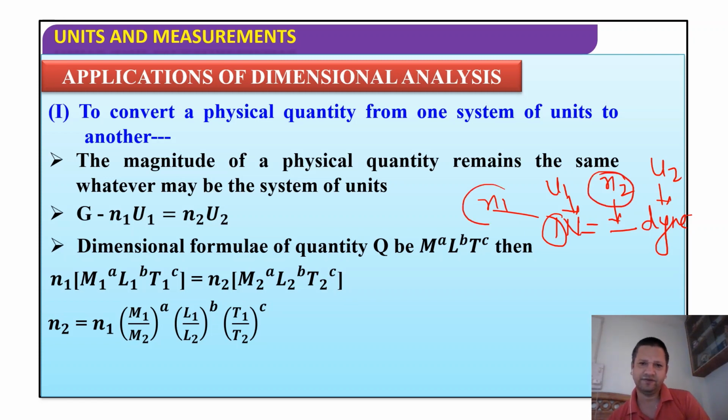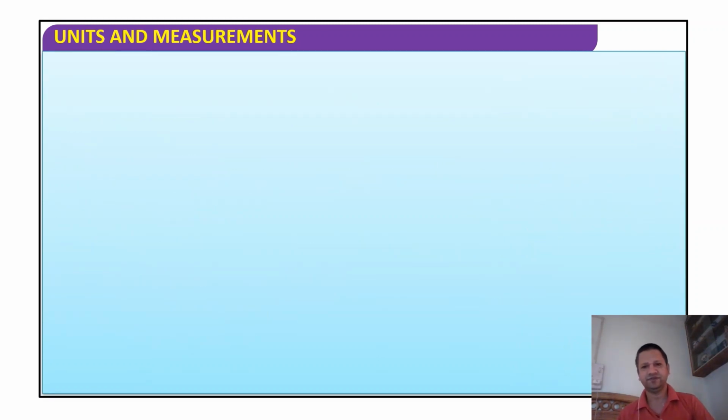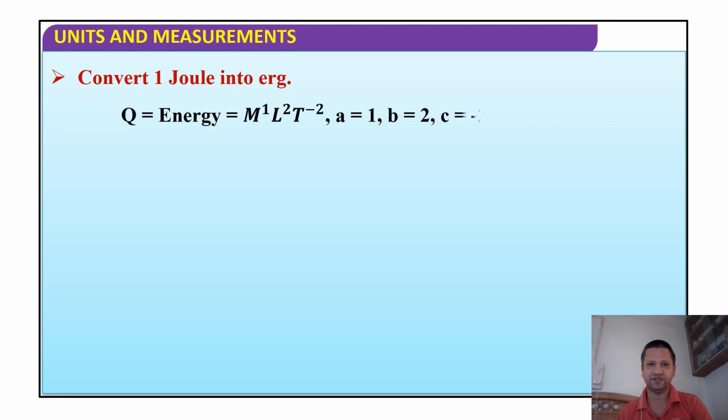So n1 here is 1, u1 is related with the SI system, u2 is related with the CGS system. In the SI system, mass is in kilogram, length is in meter, time is in second, and in CGS, mass is in gram, length is in centimeter, and time is in second. In this way we use this formula. Let us see one application: convert, for example, 1 joule into erg. As we know that 1 joule is equal to 10 raised to the power 7 erg, but how does it come?